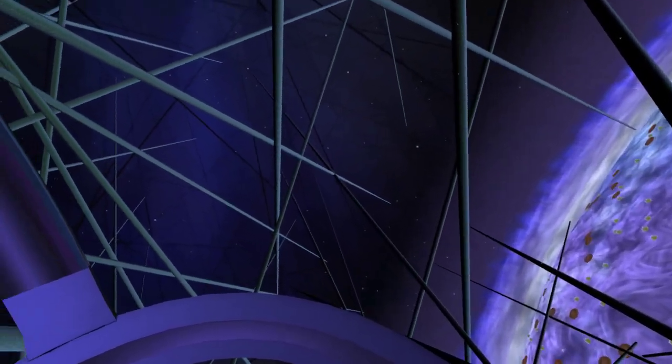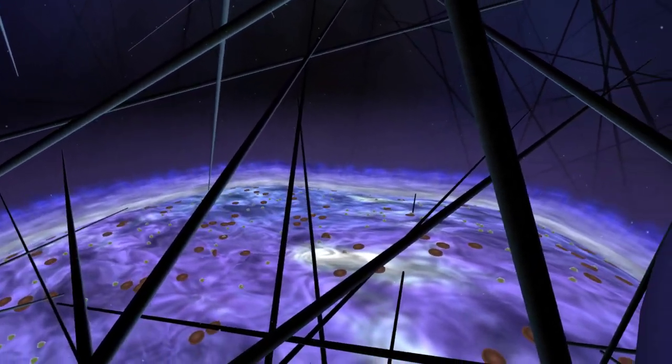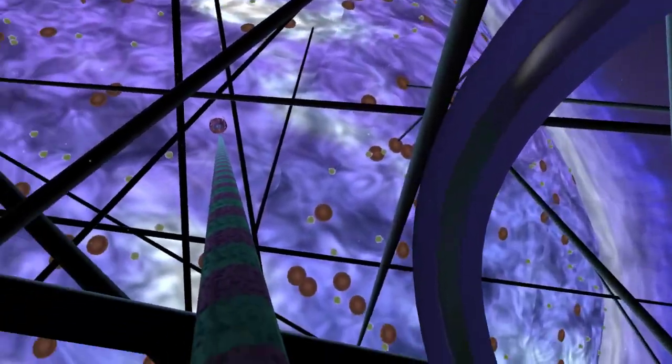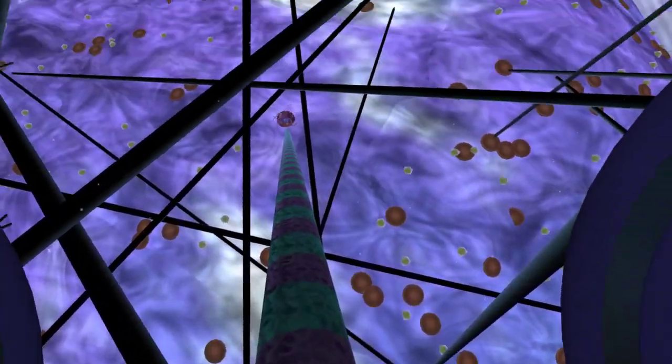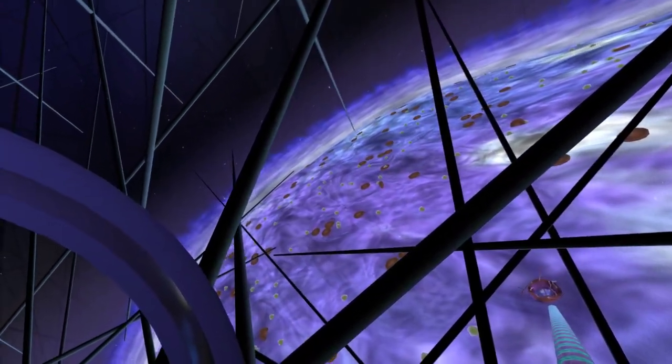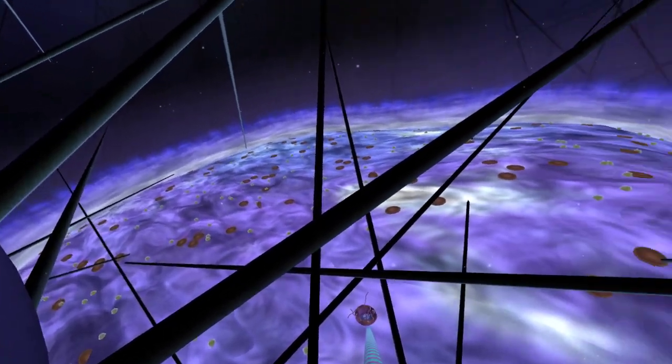We are now approaching the nucleus, the center of the cell. The surface of the nucleus has its own membrane, similar to that of the cell.